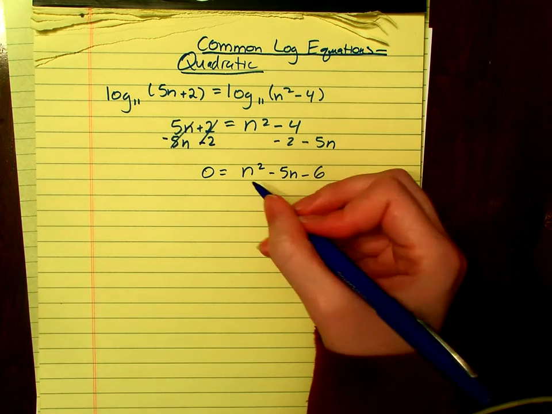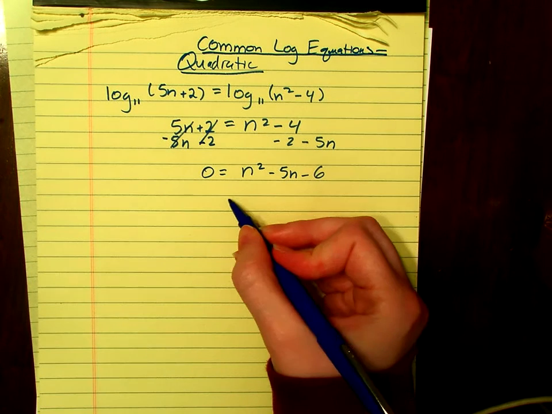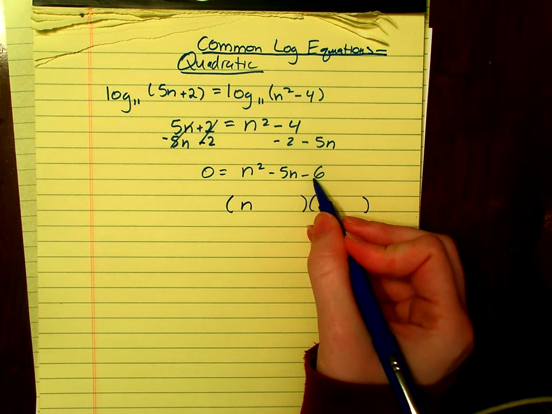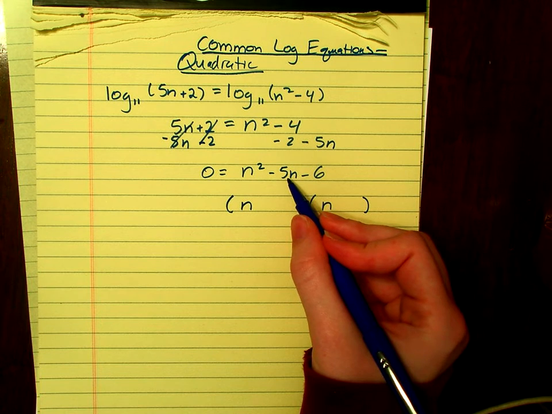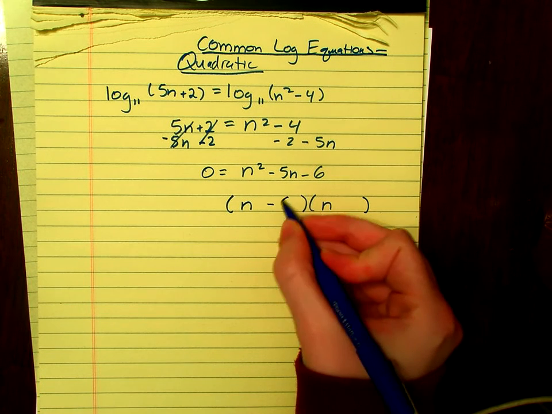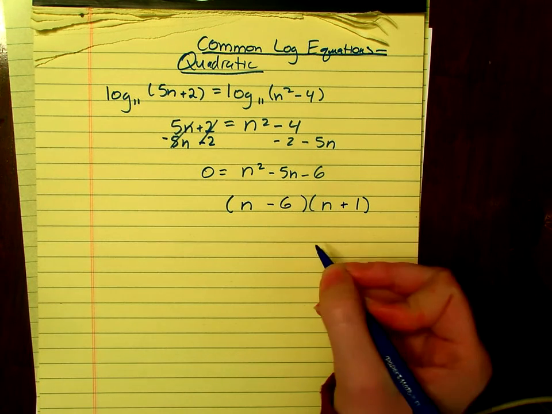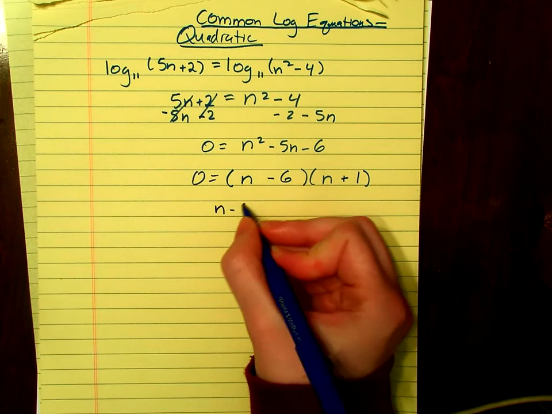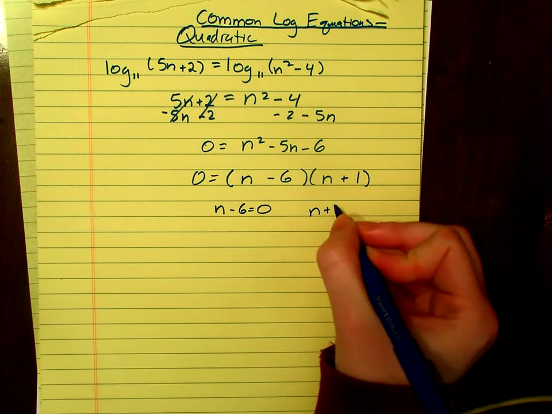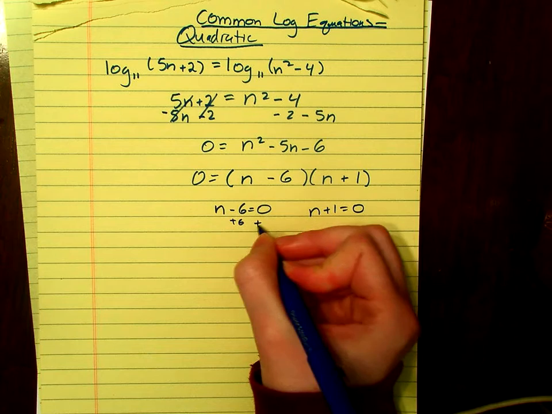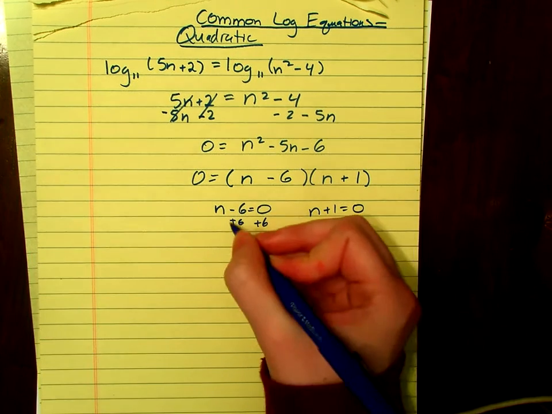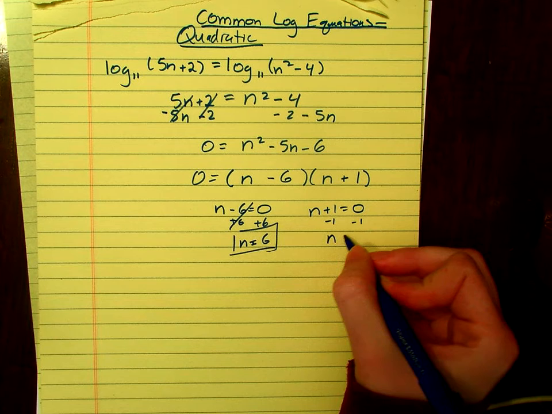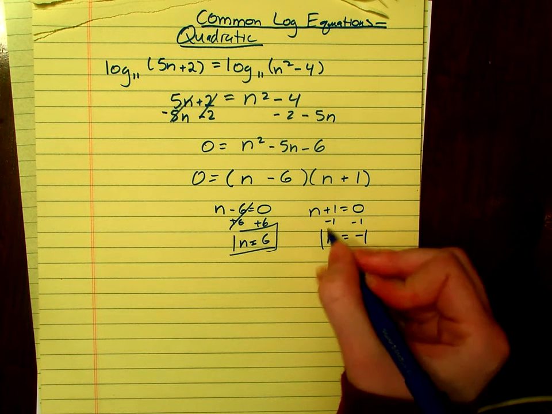Now I have something that's easily factorable because I know that I'm going to have an n and an n. I need to multiply to negative 6 and add to negative 5. So then I know that I can use negative 6 plus 1. And then am I quite done yet? Not quite. I've got to go ahead and set n minus 6 equals 0, n plus 1 equals 0. Add 6, minus 1, cancel. I get n equals 6 and n equals negative 1.